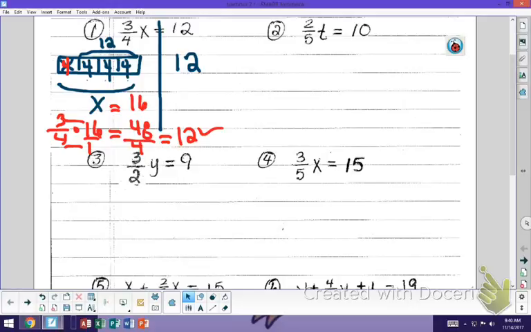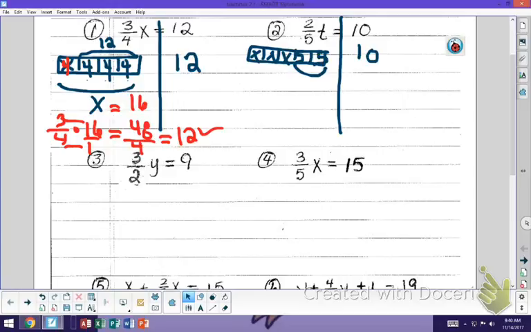Example 2, same idea. I'm going to draw my line through here. I'm going to draw my rectangle to represent my variable, and I have my 10 over here. Now here it says I have 2/5, so that tells me I need 5 pieces. But I only need 2/5 of it, so I'm going to cross off 3 of them. So my t is the whole, what's left is 2/5, and 2/5 has to add up to 10, so that tells me each one of those is equal to 5.